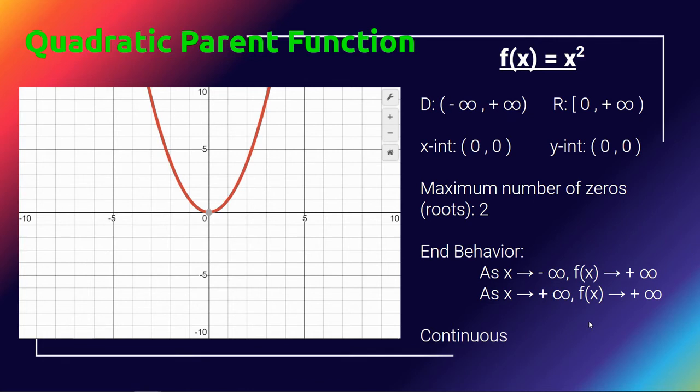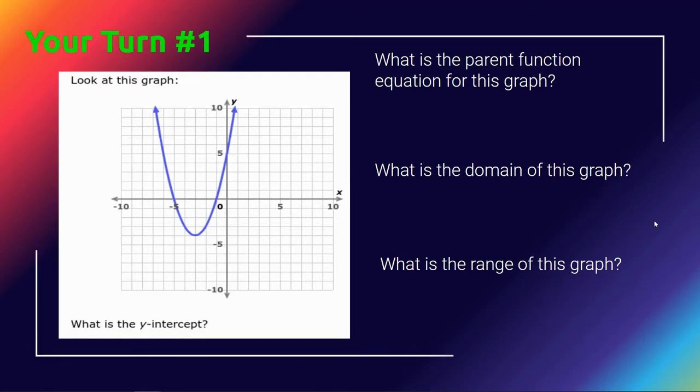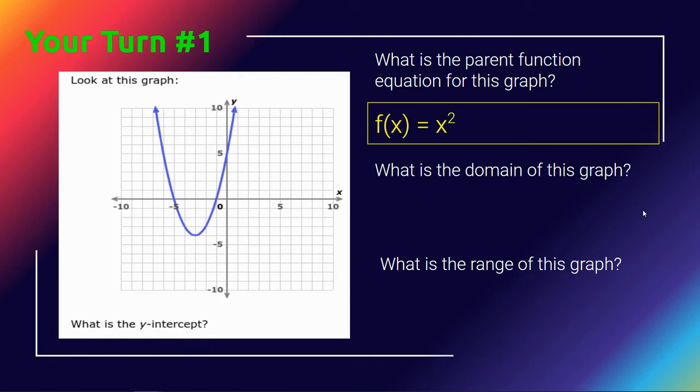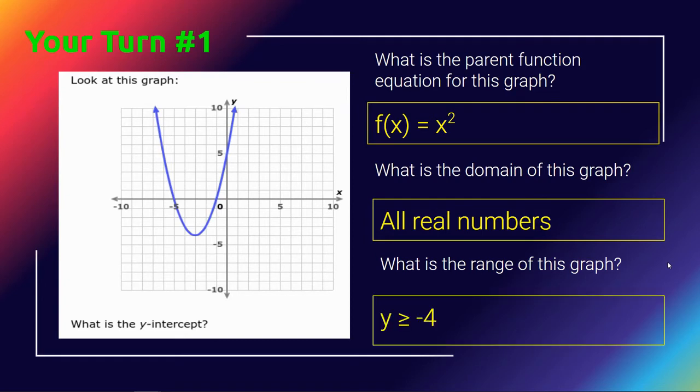This graph has the same attributes as what other graph that we've talked about? So what is the parent function equation for this graph? It is f of x equals x squared. What is the domain of this graph? It is all real numbers. And what is the range of this graph? It is y is greater than -4, or -4 to infinity.